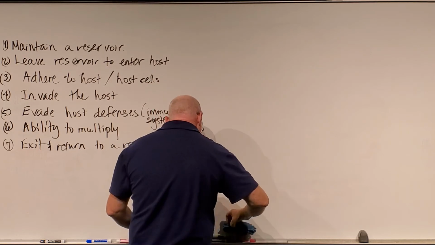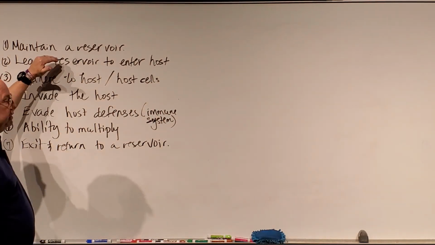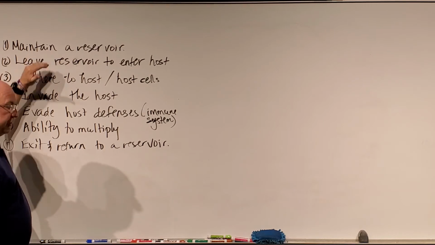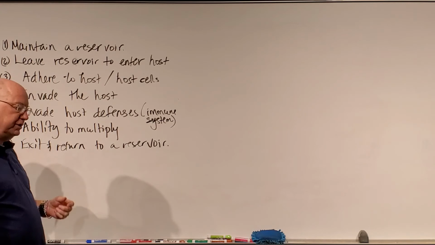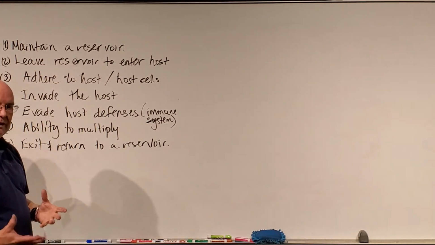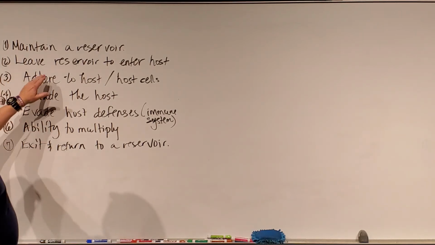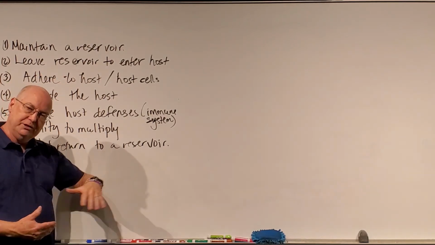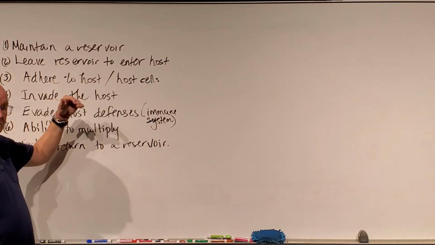So before I finish up here, let me make sure we review really quick. The 7 challenges for pathogens to be able to cause an infection in a human or in a host cell: they have to be able to maintain a reservoir, a place that they can live when they're not causing an infection. They have to be able to leave the reservoir and be transmitted to the host, in this case, humans. They have to adhere to the human.